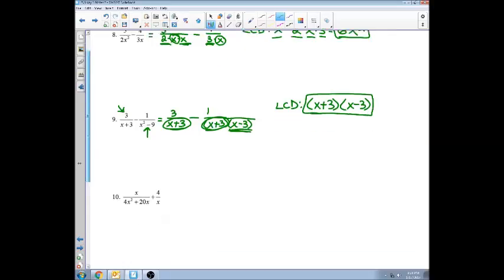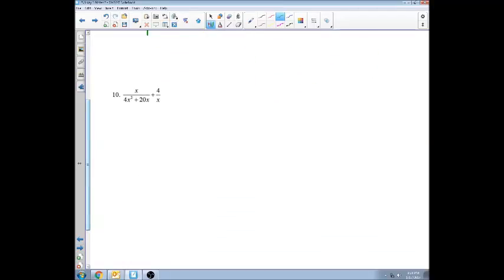On to 10. Again, I'm going to factor everything as far as I can. I'll cancel anything from the numerator that I can cancel with the denominator before I try to find my LCD. So the first thing I'm going to look at is this x over 4x squared plus 20x. Can I factor 4x squared plus 20x? Well, I can. So I'll write x over... I can take out a GCF of 4x. That will leave me with x plus 5.